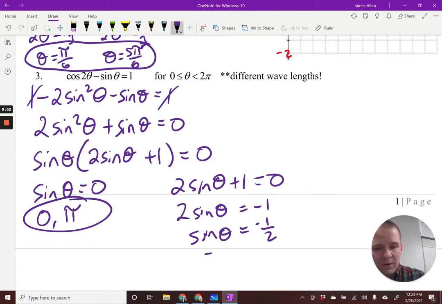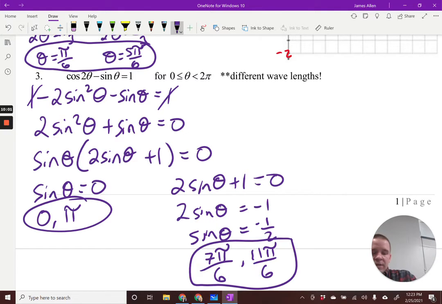And that's going to be 7 pi over 6 and 11 pi over 6. I think that's good. All right, I like it. Good stuff. So there's all 4 solutions there, right?